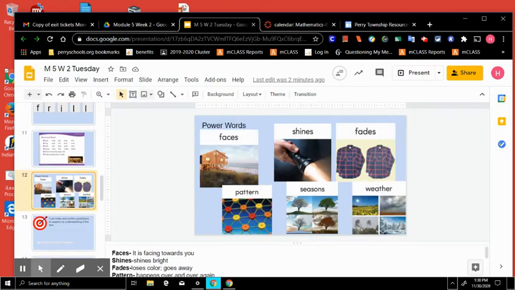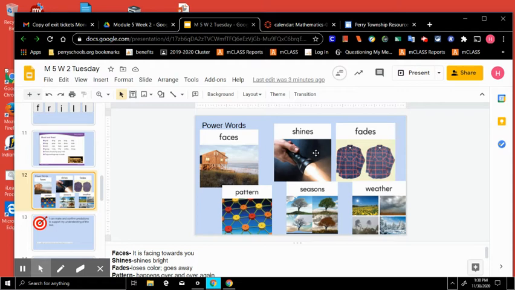We have our power words. Remember, vocabulary words make our word knowledge stronger. This is faces, meaning it's facing towards you. This house is facing toward the beach, faces the beach. Just like you guys face Miss Jones when I'm at the front of the room.